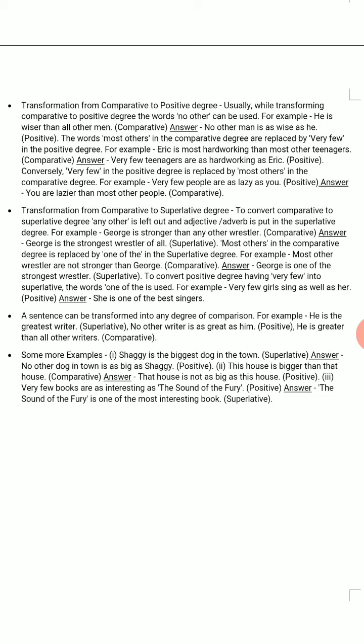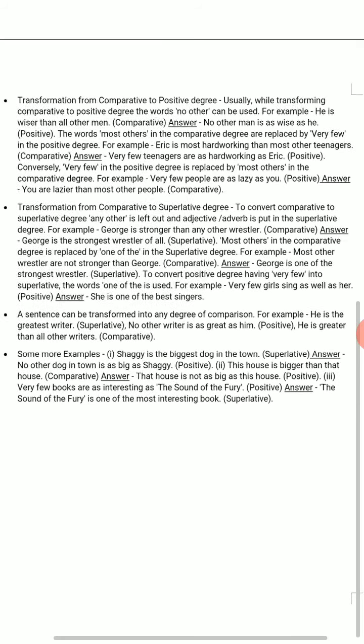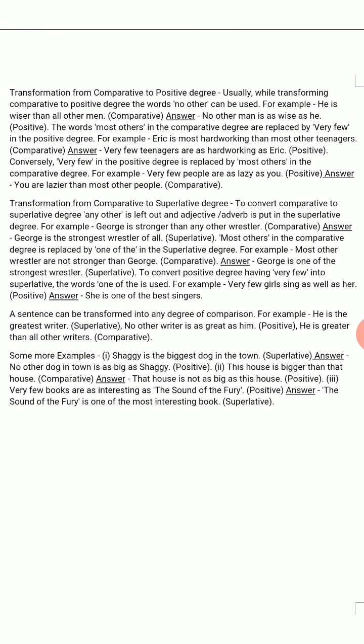Let's go to the last point, that is transformation from comparative to superlative degree. To convert comparative to superlative degree, "any other" is left out and the adjective or adverb is put in the superlative degree. Whenever you are converting comparative to superlative degree, the words "any other" which have been used in the comparative degree are left out. Means you don't have to use those words in the superlative degree. For example, George is stronger than any other wrestler. That is a question of comparative degree. Answer: George is the strongest wrestler of all. That is superlative degree.